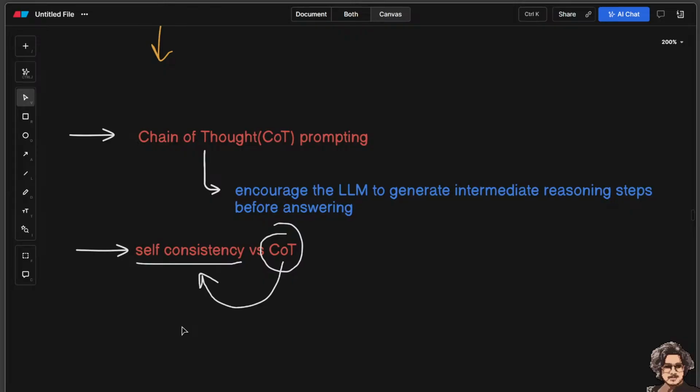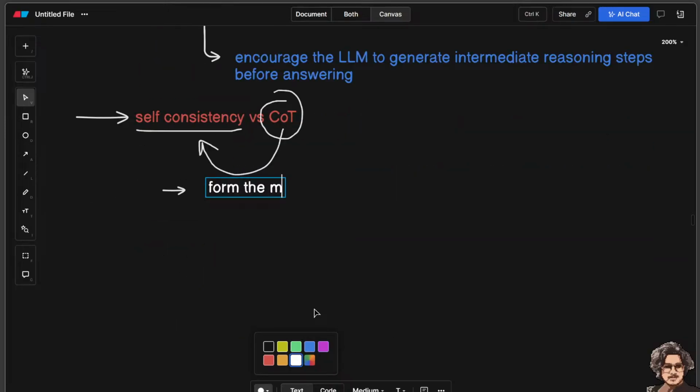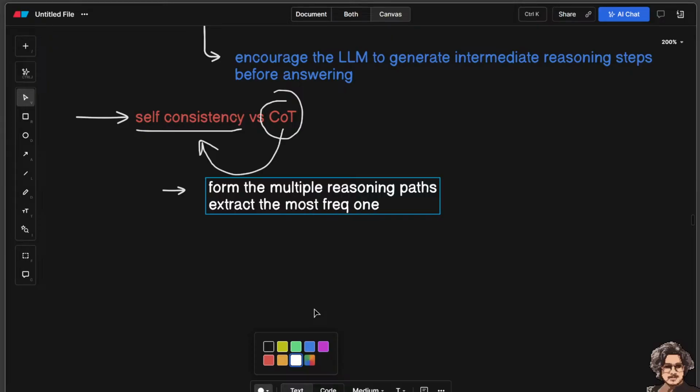From the multiple reasoning paths, we extract the most frequent answer. This boosts the accuracy and reduces inconsistency.